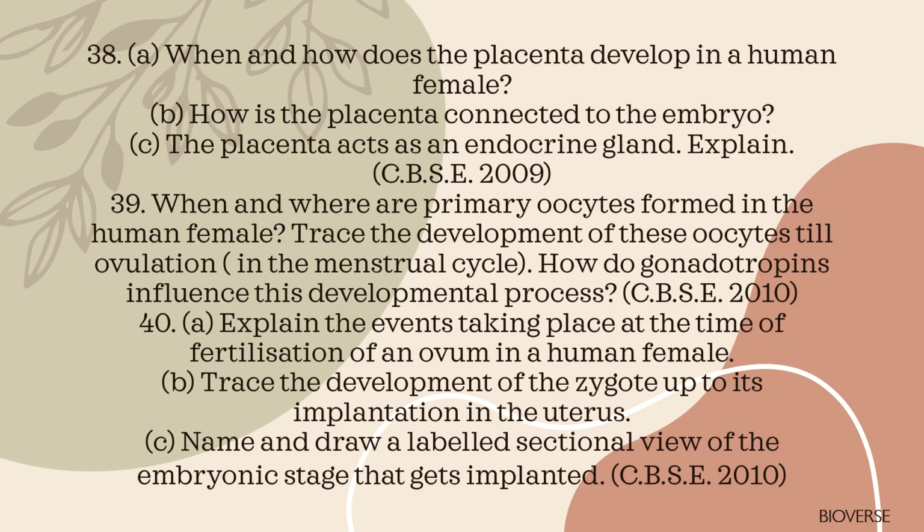B. Development of the zygote. The zygote undergoes cleavage, forming 2, 4, 8, and then morula. The morula develops into a blastocyst after 3 to 4 days. The blastocyst enters the uterus and gets implanted into the endometrium. C. The blastocyst is the embryonic stage that gets implanted.